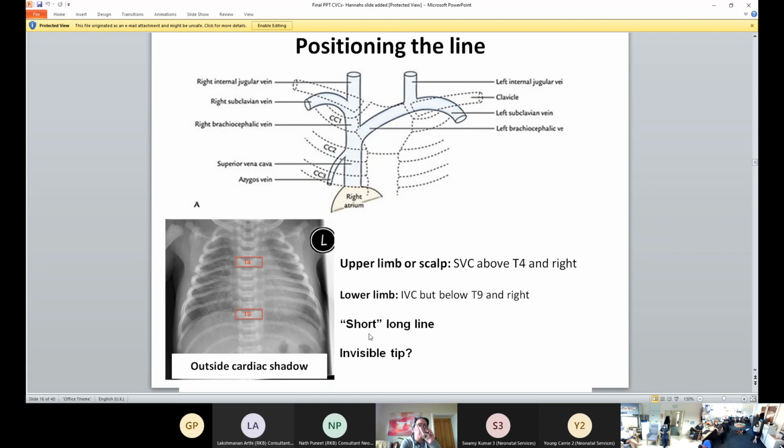adding contrast. However, if you can't see the tip, by all means, you can try to give it a dose of contrast before you take it out, because it might be in a good position, but you can't see it because the premicath is very, very thin. So sometimes, if the quality of the X-ray is not perfect, you might struggle to see the tip of the long line.